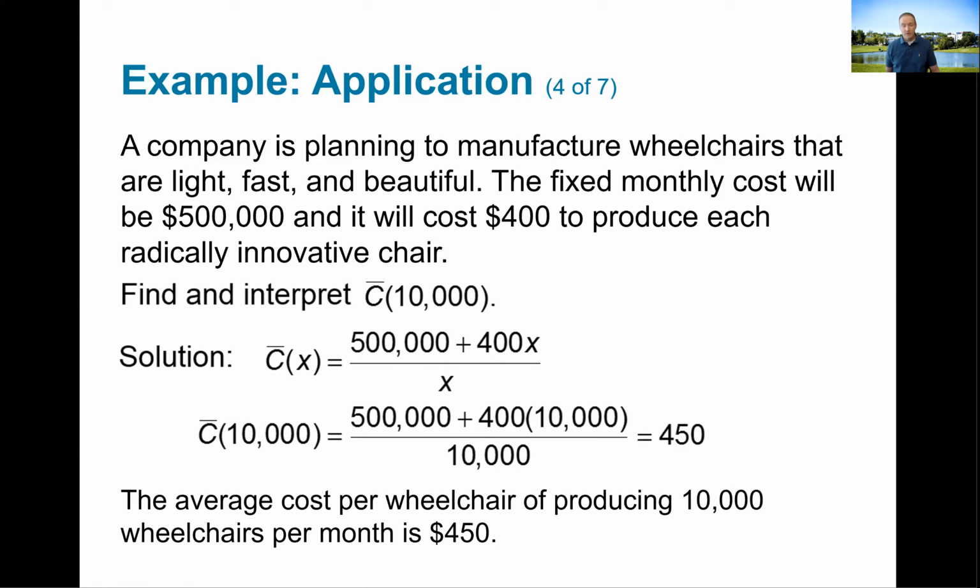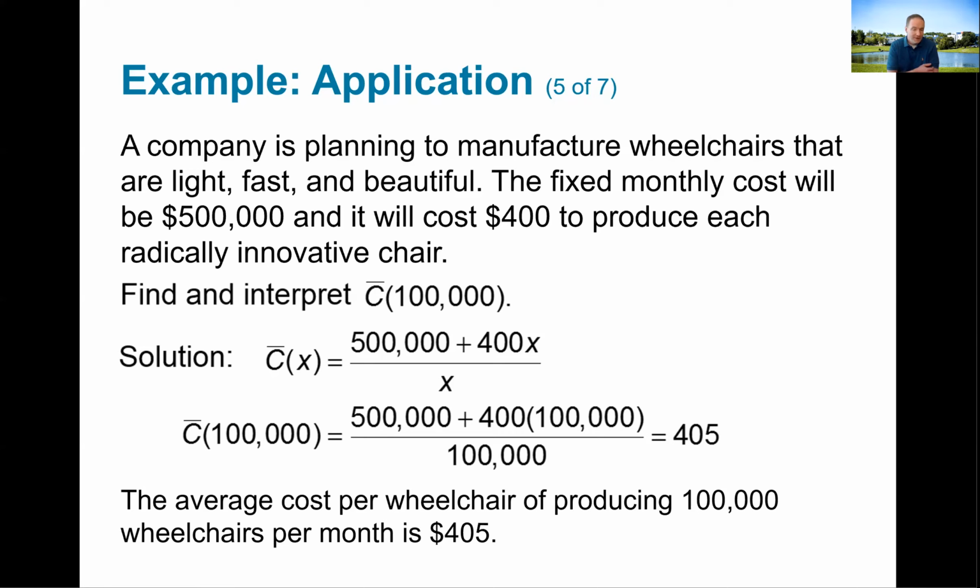Now, assuming it's possible, what if you wanted to lower that even more by trying to produce more and more wheelchairs per month? So assuming that possibility does exist, let's say you wanted to find the average cost of production of 100,000 wheelchairs. So you'd have your $500,000 fixed cost plus 400 times 100,000, but now we're dividing that by 100,000 wheelchairs. That would give us an average cost of only $405 per wheelchair produced that month, which really lowers our average cost function.